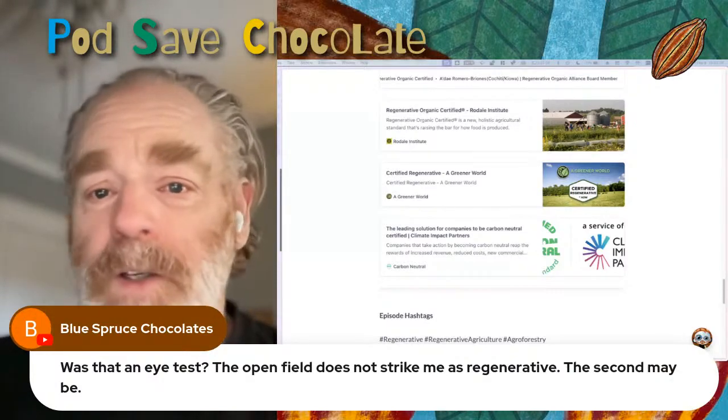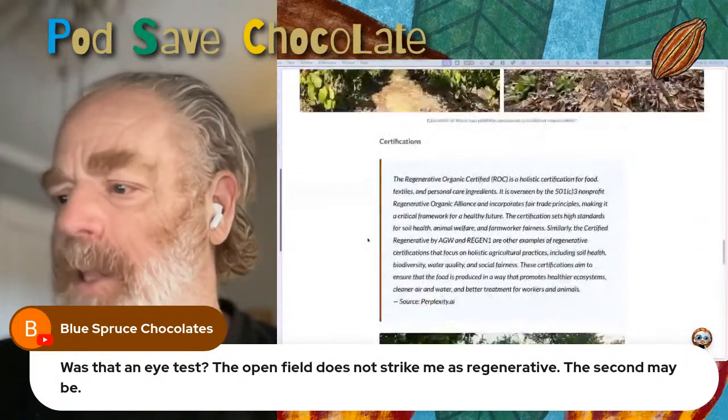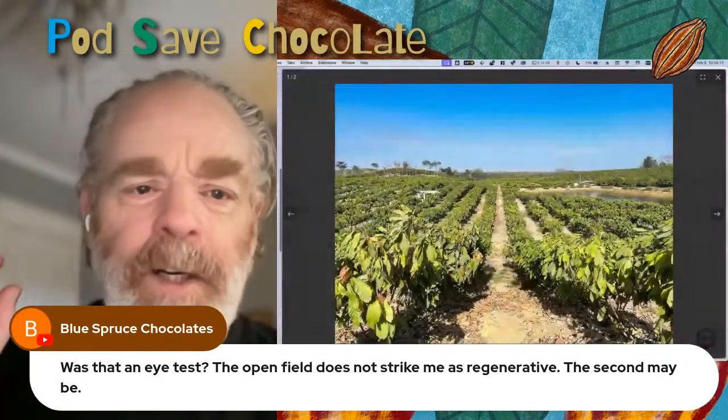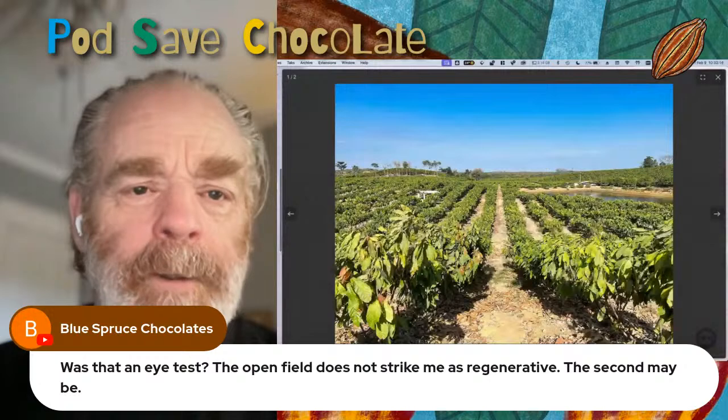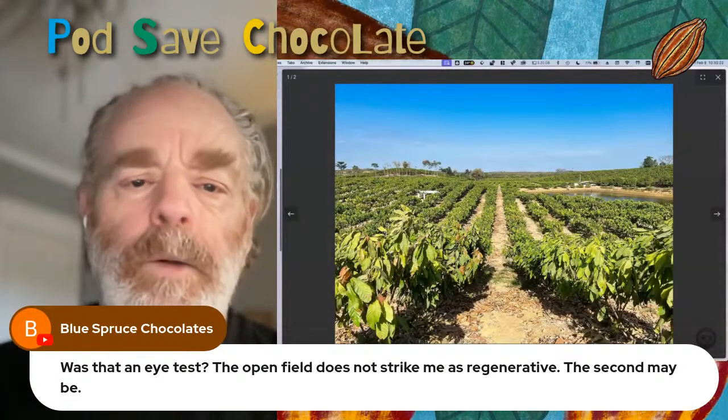Again, I'm going to go back to here and show the images that I did earlier. So this is an example of open sun farming, right? High intensity open sun farming. This is in Ecuador.